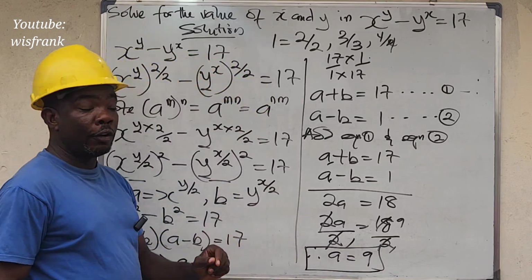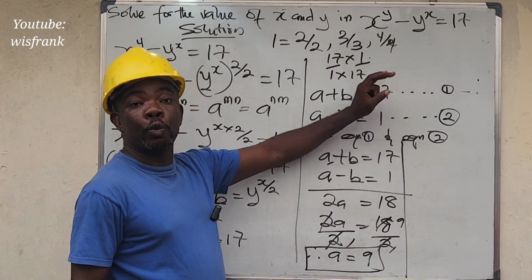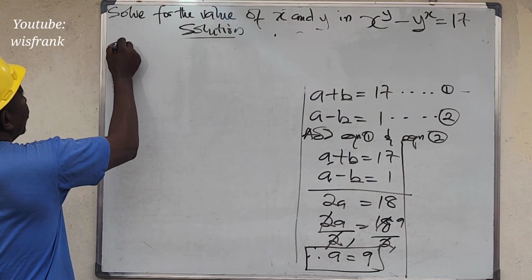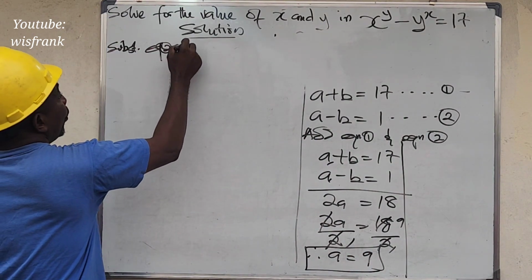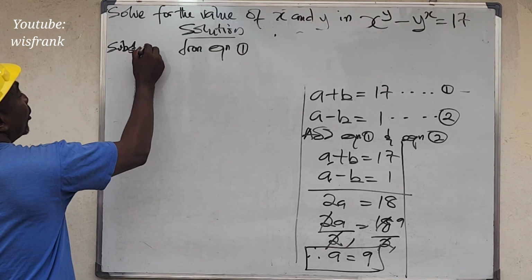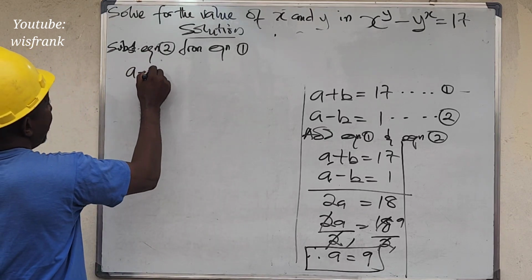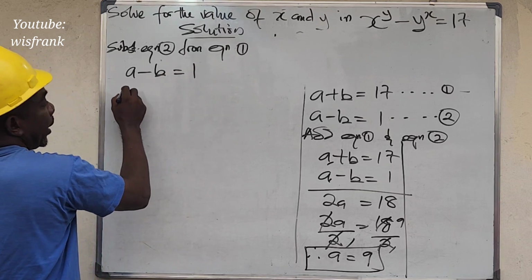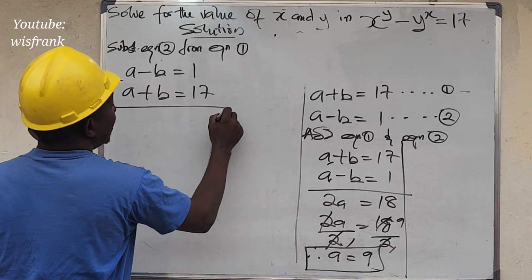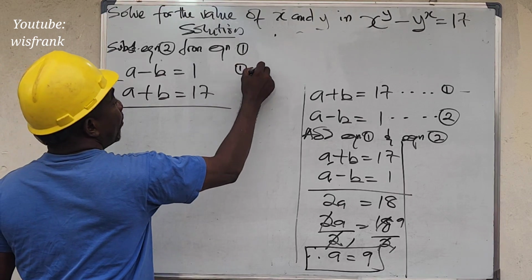So for us to find the value of b, we need to subtract equation 2 from equation 1. Before we do that, let's clean this. So from here we say subtract equation 2 from equation 1. So here will be a minus b equals 1, then we subtract a plus b equals 17. So when we subtract these two, we are subtracting equation 2 from equation 1. That means equation 1 minus equation 2.